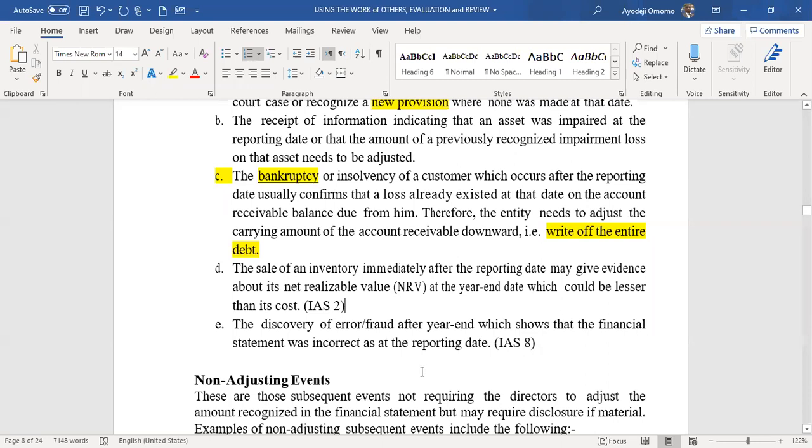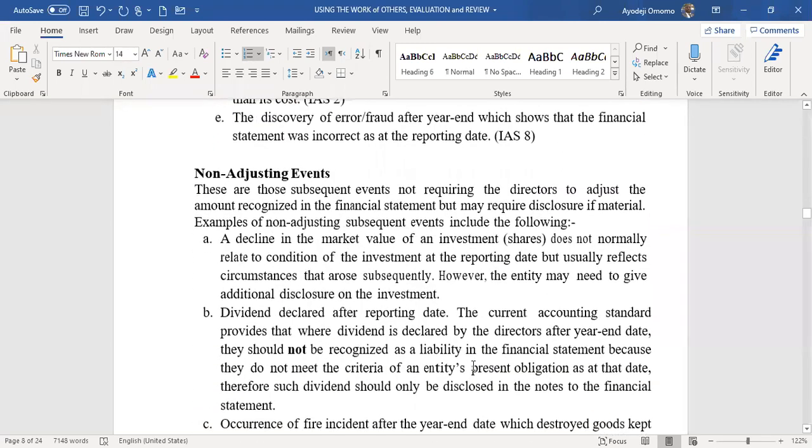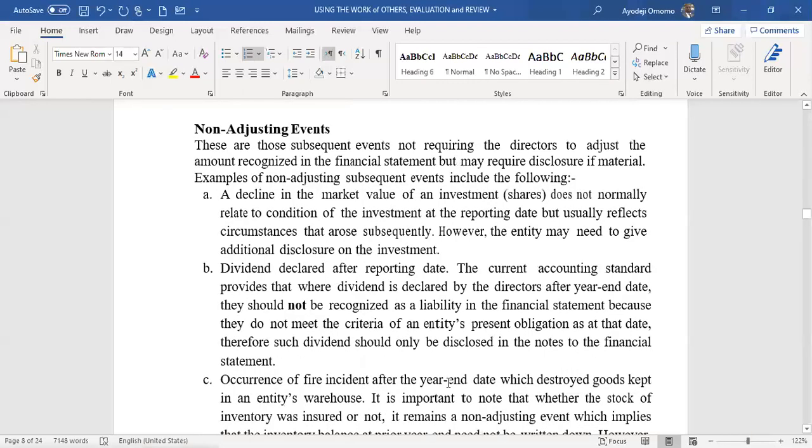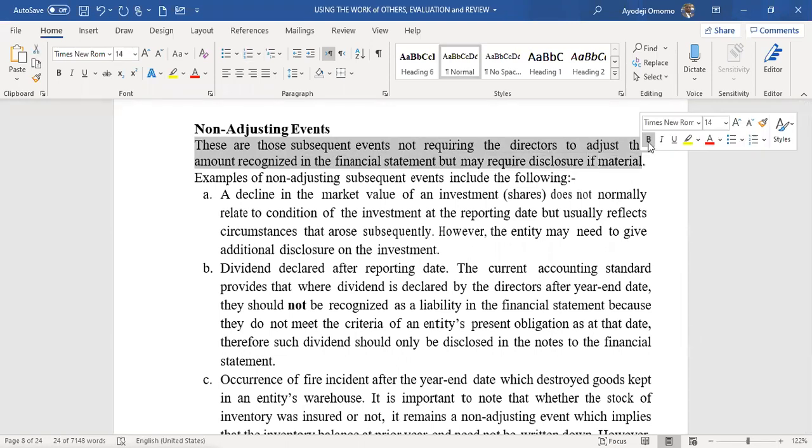Yes. Okay. So for this, we said you have to go back and back and back to correct any errors. You have to correct this one. This is also an adjustable event. So let's quickly go through those that are non-adjustable events. For the non-adjustable events, those are subsequent events that do not require adjustment to the amount recognized in the financial statement. Even when they are material, they do not require adjustment.